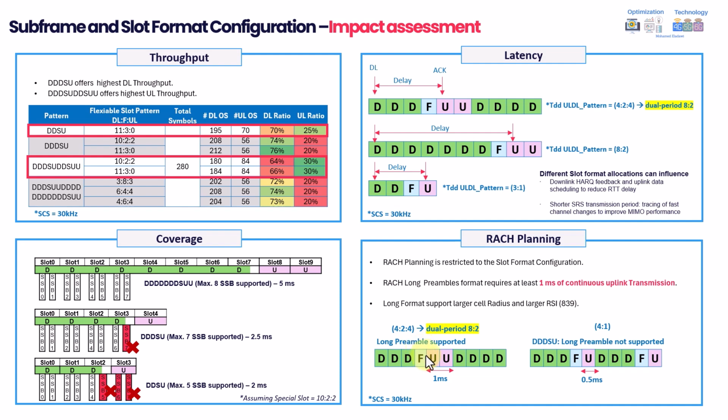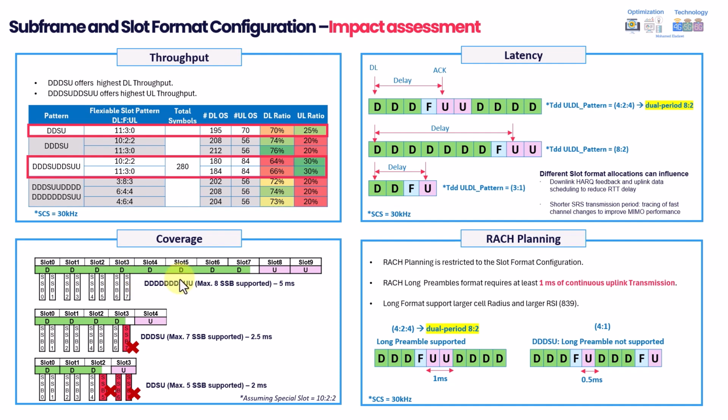And long preamble is very useful whenever you have a macro site, especially for macro sites, because it has a larger root sequence index. So this can give you a much better RACH performance. Short preamble can be more beneficial whenever you speak about millimeter wave. It might be used only for small cells and require less cell radius, while the long format has a higher cell radius. The third part is about the coverage.